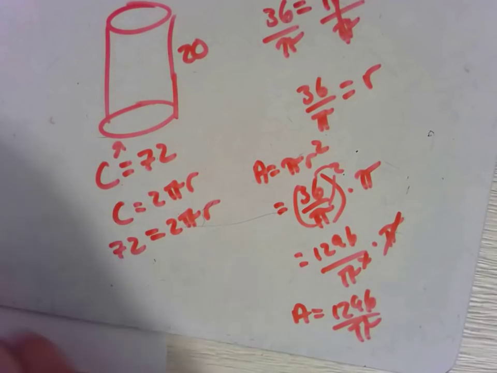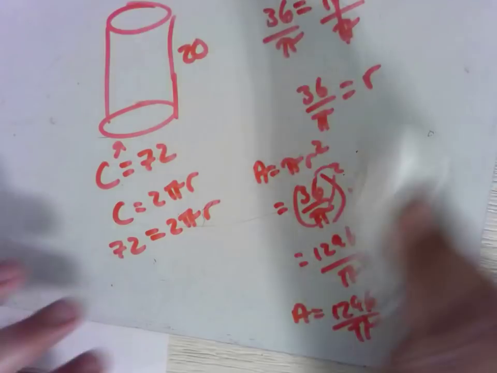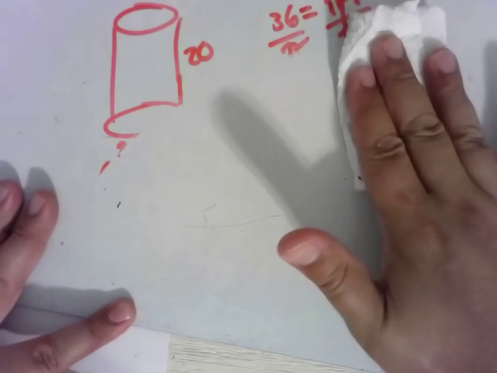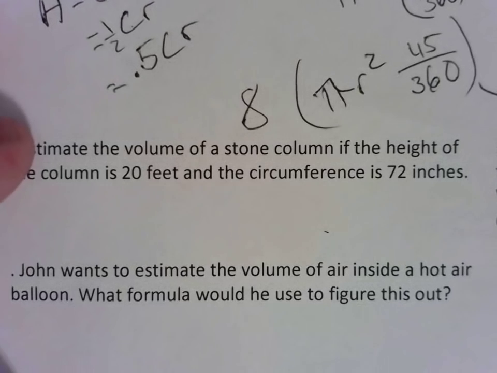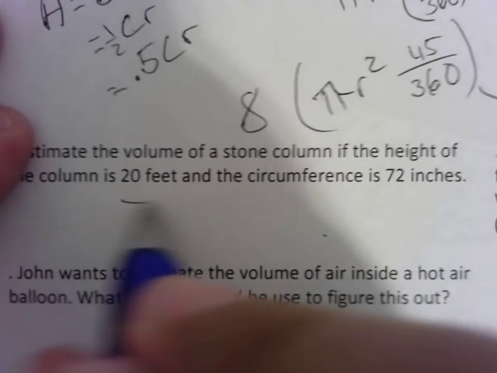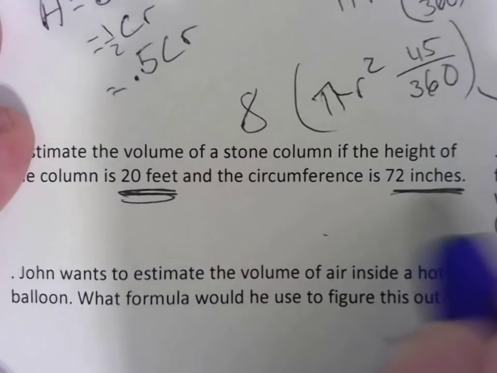And I'm wrong again. This time we're wrong on all of it. Why is all of it wrong? Let's zoom in here. All of it is wrong because this is in feet and that is in inches.